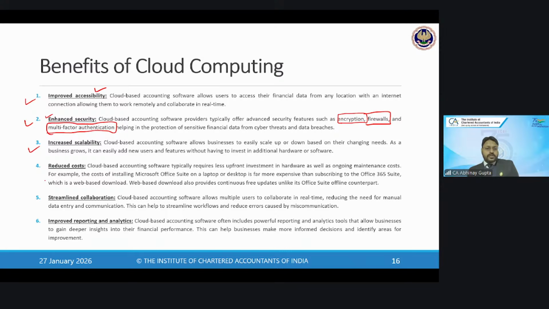Reduced cost. Of course, the company doesn't need to invest heavily in servers themselves. They don't need to use office space for creating that server room.